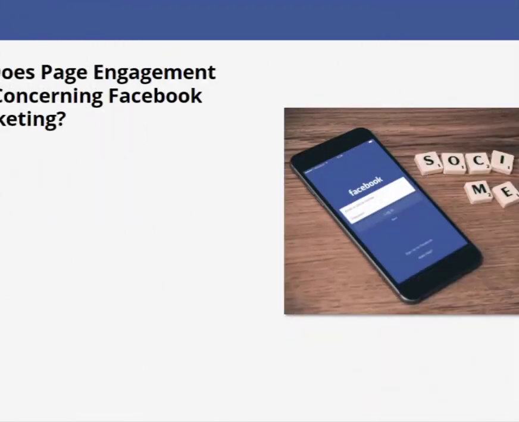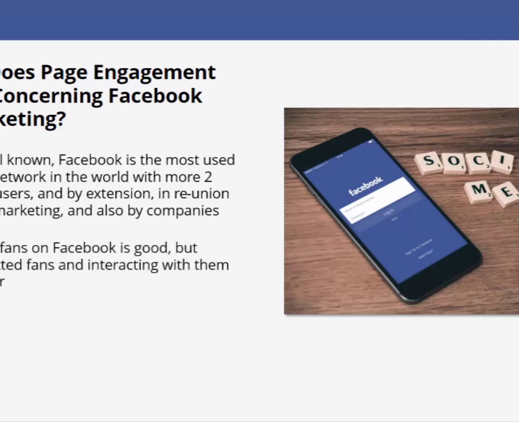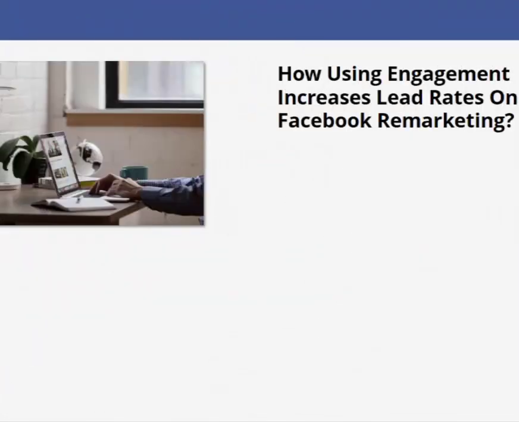What does page engagement entail concerning Facebook remarketing? It is well known Facebook is the most used social network in the world with more than 2 billion users, and by extension, in remarketing, and also by companies. Having fans on Facebook is good, but committed fans and interacting with them is better. The engagement rate calculates the engagement on their social networks, including their Facebook page, which one can consider the best way in Facebook remarketing. How using engagement increases lead rates on Facebook remarketing.